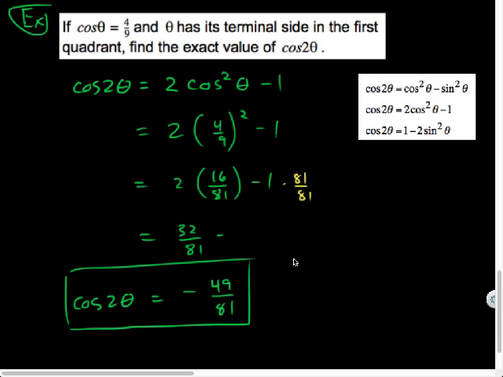Now notice this problem also said that theta has its terminal side in the first quadrant. Why is this negative then? Oh, sorry. Subtracting 1. Yeah, 32/81 minus 81/81. Guys, how am I getting a negative value for cosine 2 theta here? It said theta was in the first quadrant. There's 2 of them.